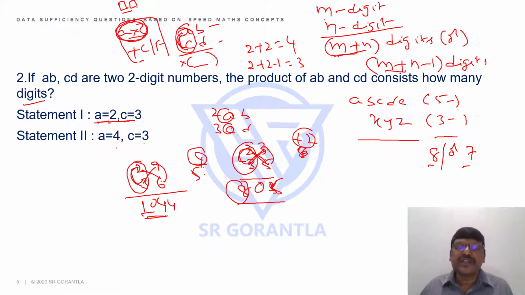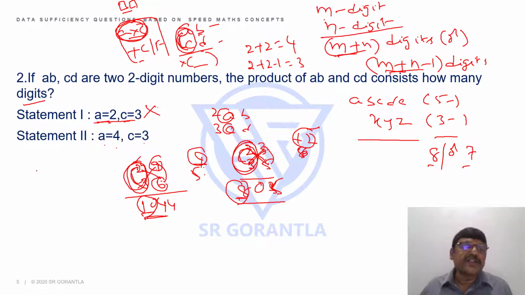That's what I'm saying, students. The leftmost digit product plus the carried number, if it becomes a single digit number, it will be M plus N minus 1. If it is a 2-digit number like this, it will be M plus N. So now, when I have 2 in A's place and 3 in C's place, is it going to be a 3-digit number or 4-digit number? I cannot say. It depends on the unit digits. But I don't know the unit digits. Are they given? No. Hence, I cannot answer from the first statement.